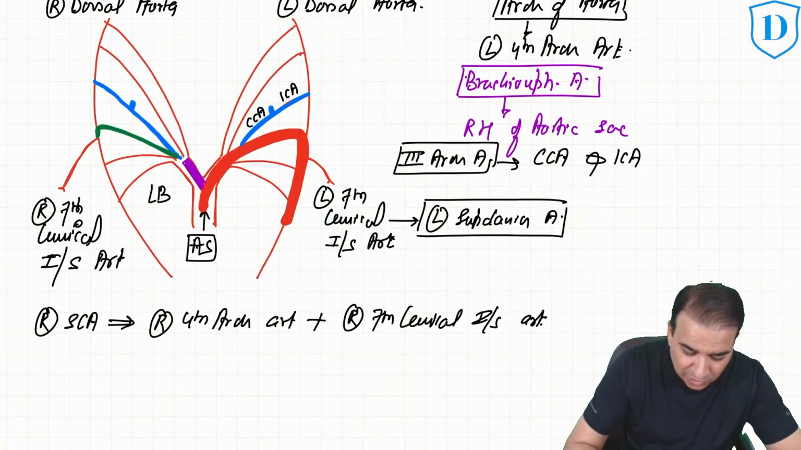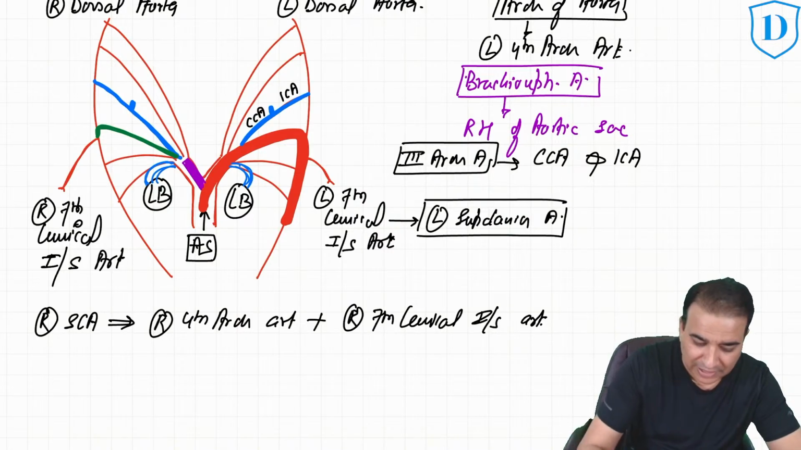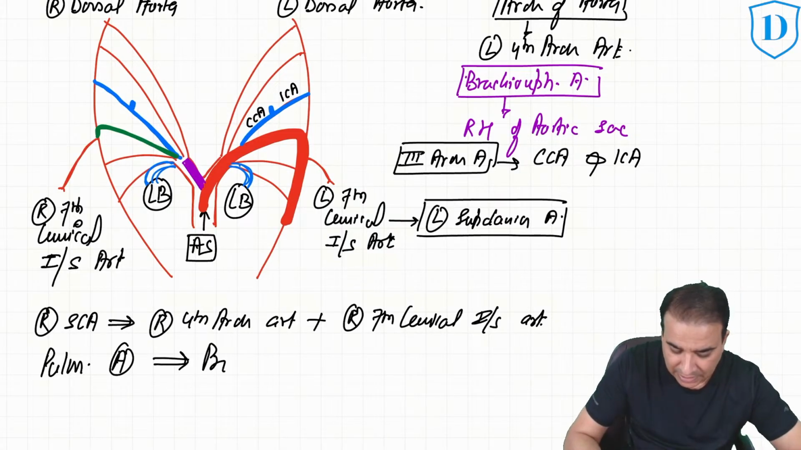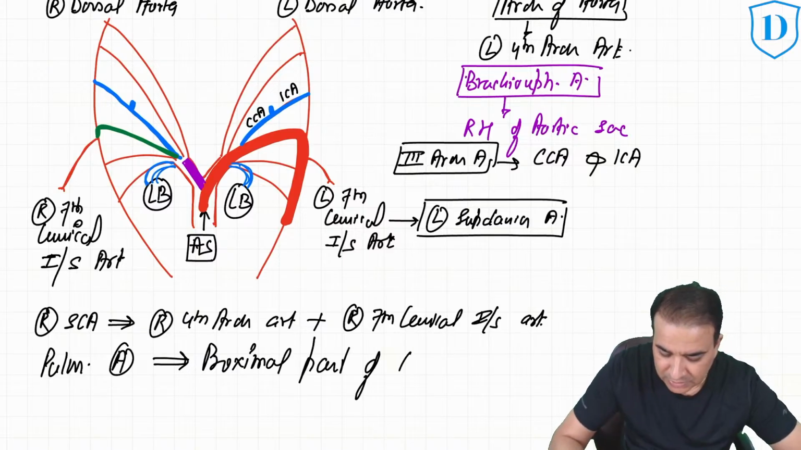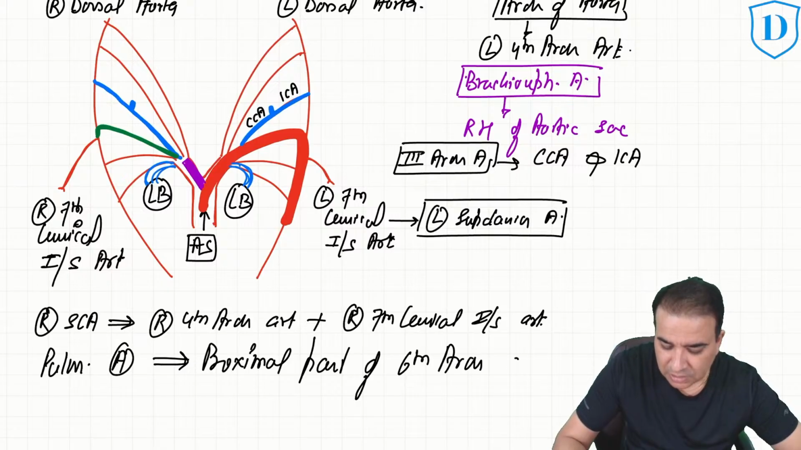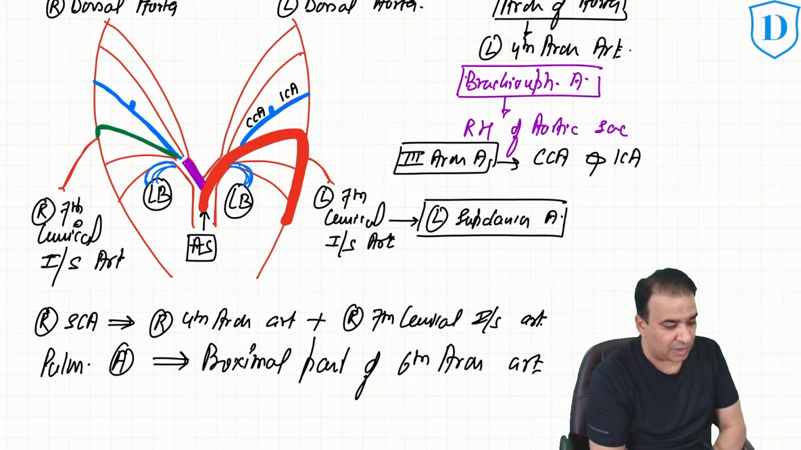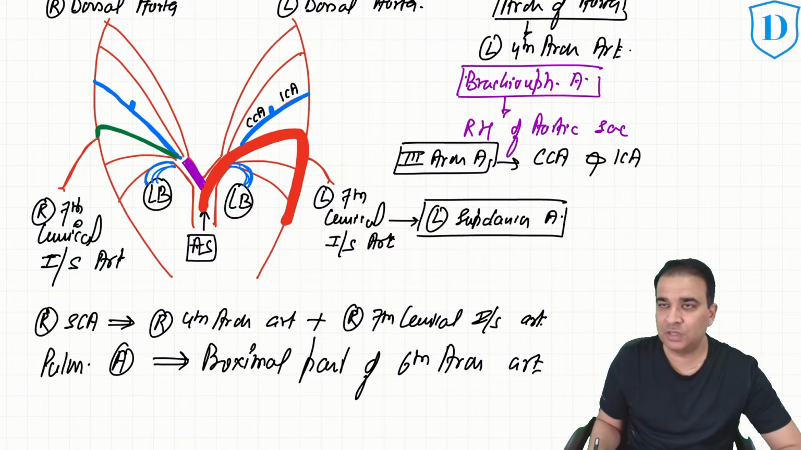When the lungs start to develop, the lung buds, LB, you will see that the 6th arch artery is going to invade the lung buds. The 6th arch artery will go inside the lung bud. So I can say that the pulmonary artery, this is important, is derived from the proximal part of the 6th arch artery. Only the proximal part of the 6th arch artery will give rise to the pulmonary artery.